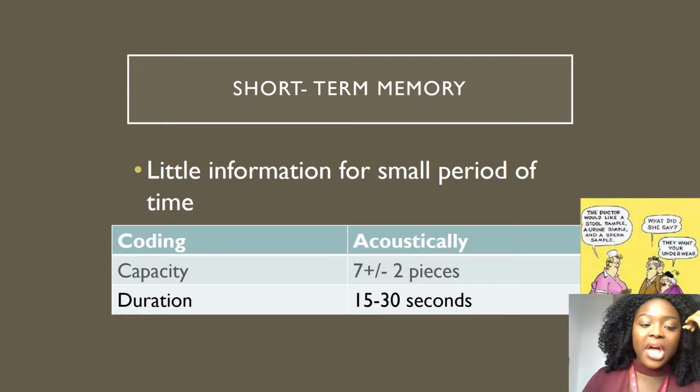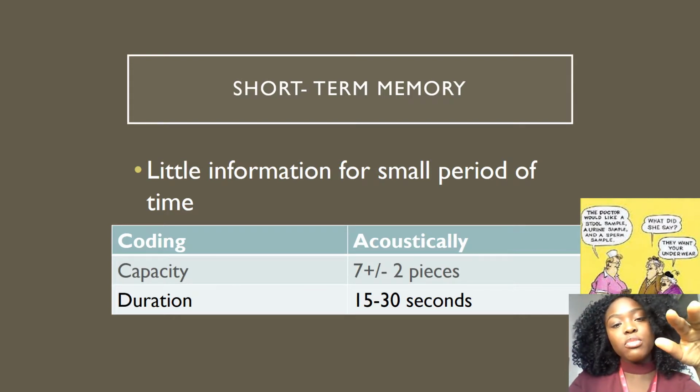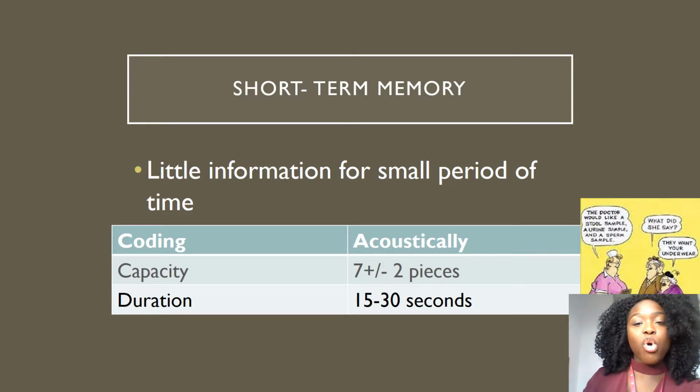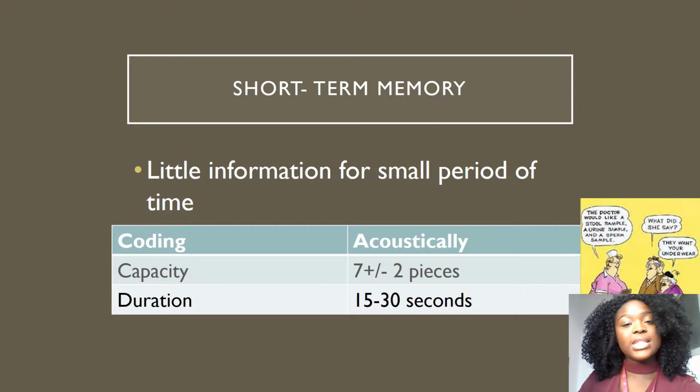Okay, so now we have short-term memory. This is the second store in the multi-store model of memory, and it usually lasts for 15 to 30 seconds. And this is basically a store where we can only remember a little information for a small period of time. The coding as seen is acoustic, so that is sound. The duration is 15 to 30 seconds, and the capacity is 7 plus or minus 2 pieces of information.